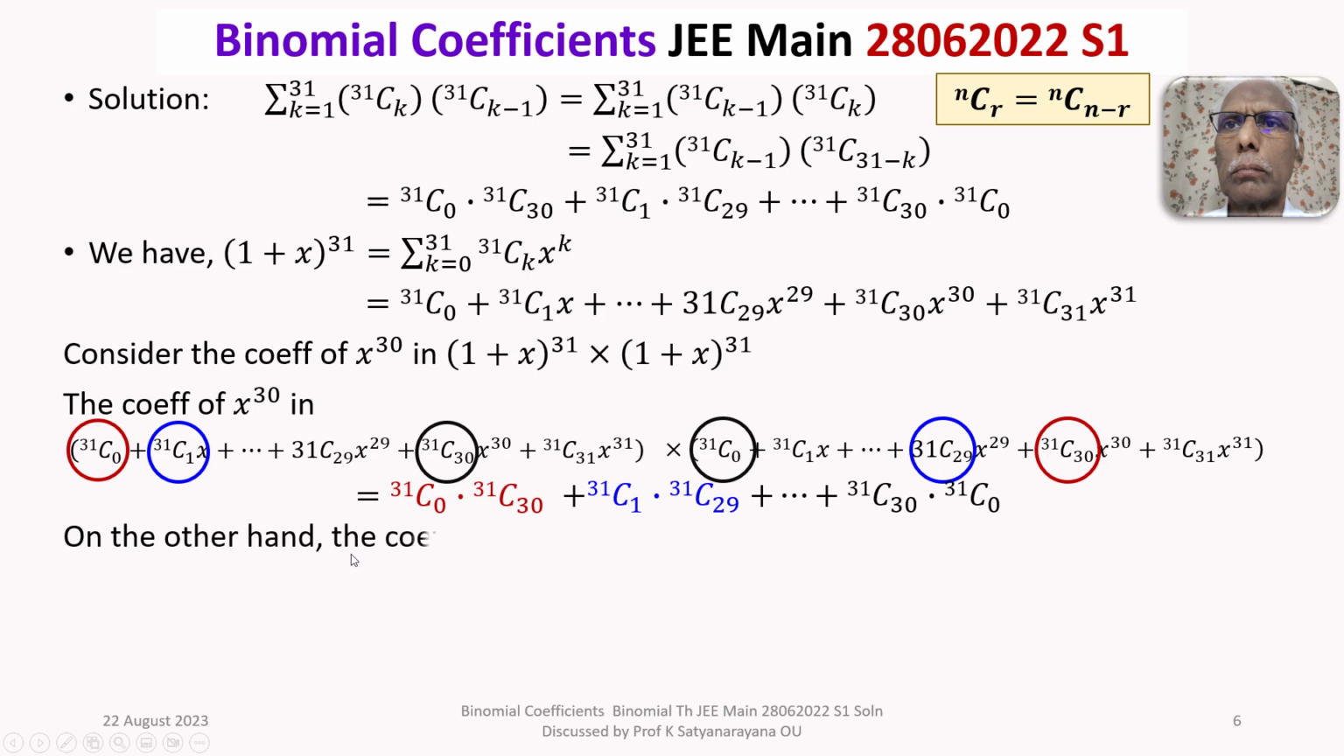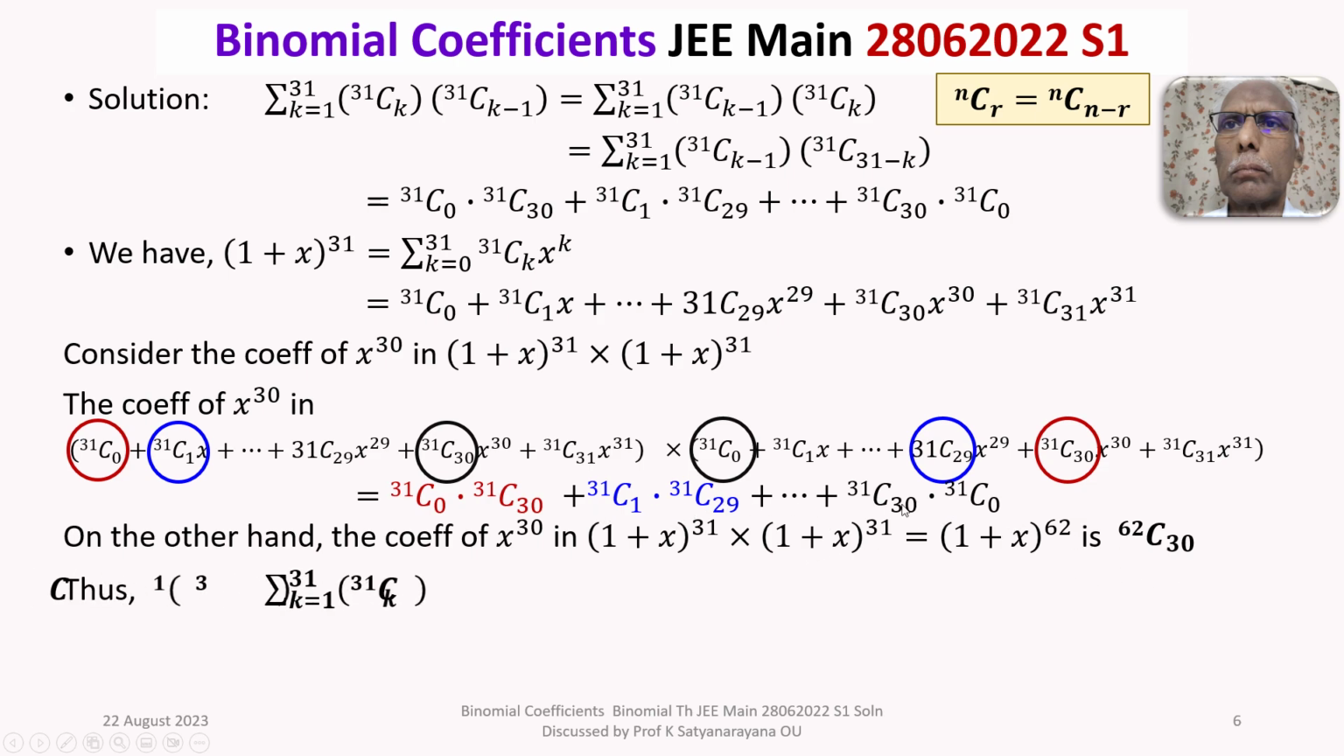So on the other hand, the coefficient of x to the power 30 in (1 plus x) to the power 31 multiplied by (1 plus x) to the power 31 is (1 plus x) to the power of 62, which will be 62C30. That will be the coefficient of x to the power 30 in (1 plus x) to the power of 62. They are one and the same. By this one, on the other hand, this one. So they must be equal.